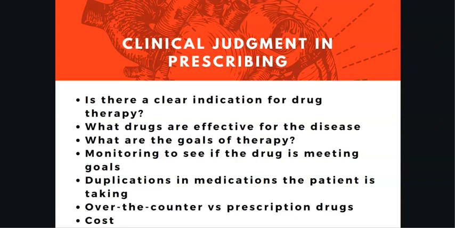And do I prescribe a medication and just send the patient on their way and never see them again? Or do I need to monitor to see if that drug is meeting the goals? Check the patient's medications to make sure there's no duplications. And you also want to know about their over-the-counter medications versus their prescriptions. Consider the cost. All patients can't afford all the newest meds. I mean, we like to prescribe the newest medications, but realistically, everybody can't afford that. So you also have to factor in the cost.